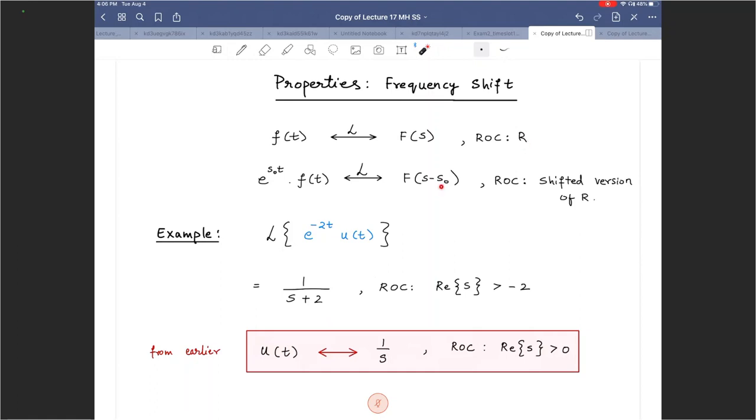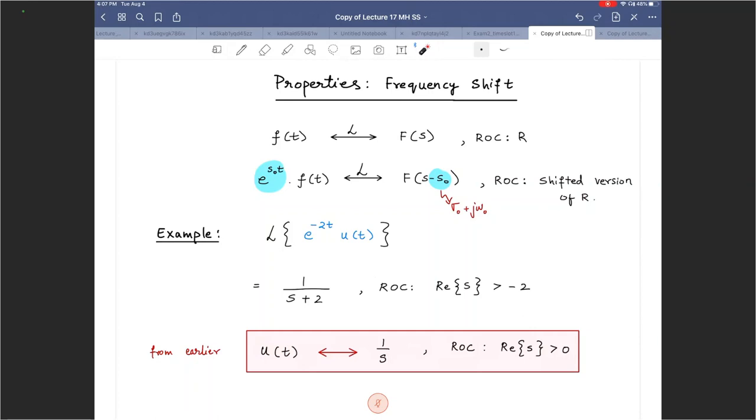Then if we have a frequency shift by s sub 0, where s sub 0 is some complex number, and we can define this as sigma 0 plus j omega 0, then what happens in the time domain is actually a multiplication by e to the s sub 0 t. Now this should look very similar to the frequency shifting property of the Fourier transform, where when we shifted in the Fourier domain by omega naught, in the time domain we multiplied by e to the j omega naught t. Now, when we shift in frequency, the region of convergence actually gets shifted as well.